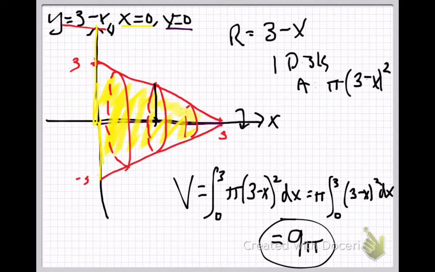So that's how we would set up part A. Next, we're going to do the same picture, but we're going to rotate it about a couple of different lines, and we're going to get some washers out of it.